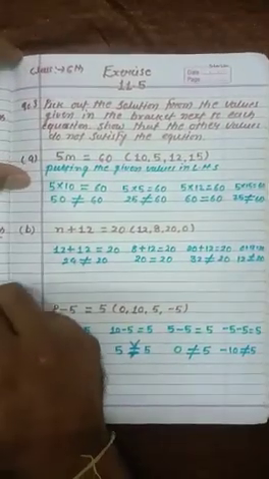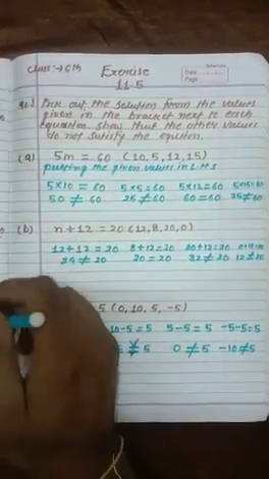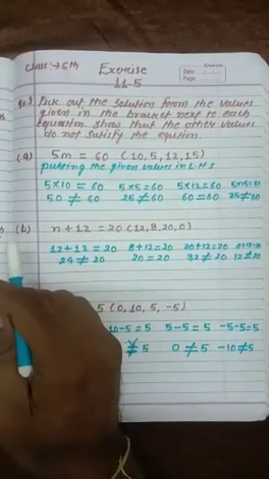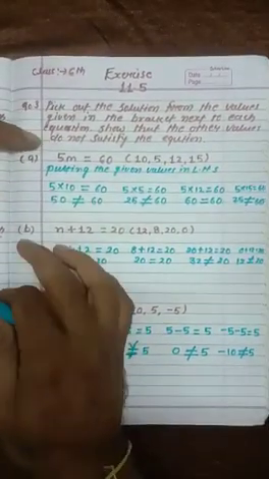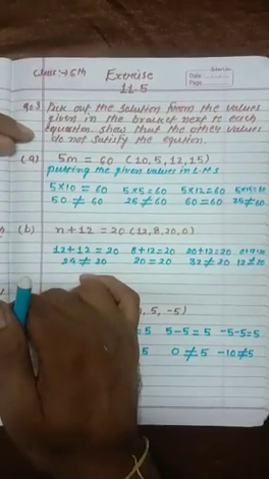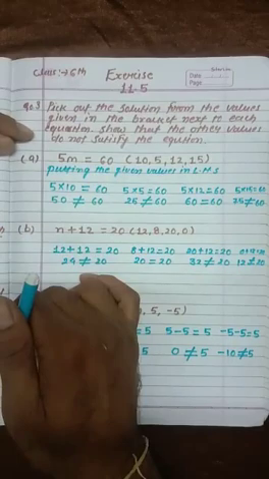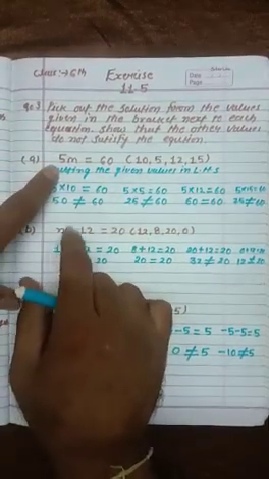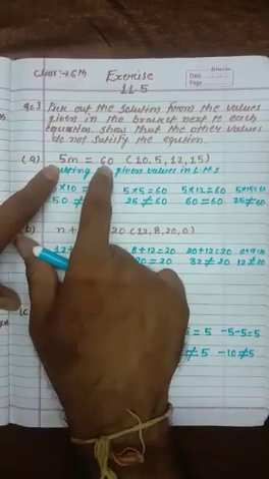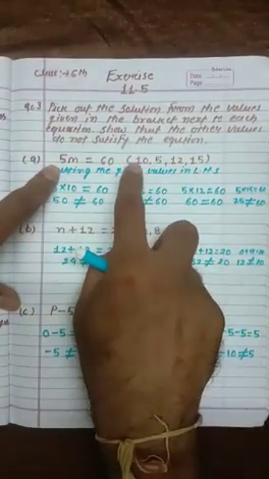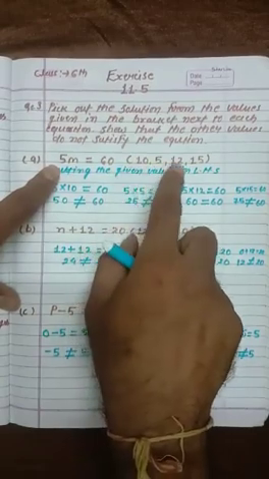Hello everyone. Today we are going to solve exercise 11.5 of class 6, that is algebra. Now come to question number 3: pick out the solution from the values given in the bracket next to each equation. So show that the other values do not satisfy the equation. That means we are given the equation 5m = 60, and a few values are already given: 10, 5, 12 and 15.